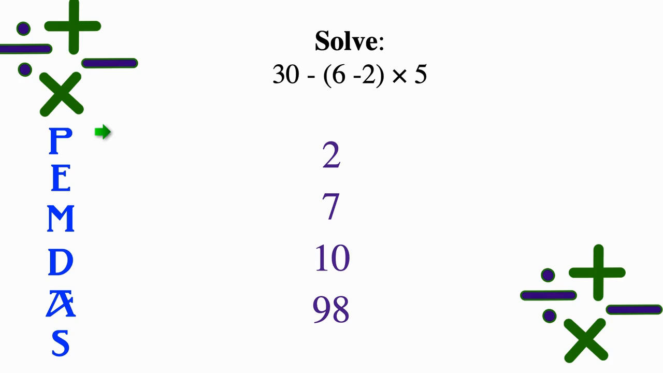If you said 10, you are correct. Let's see how we got that. Remember, PEMDAS tells us that we do the parentheses first. 6 take away 2 is 4. Then we do what? Yes, the multiplication. Once we take that 4 and multiply it by 5, we should now get 20. So now our answer should be 30 take away 20, which would give us 10.